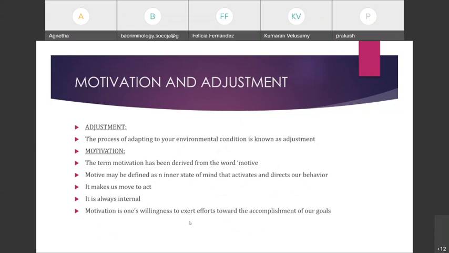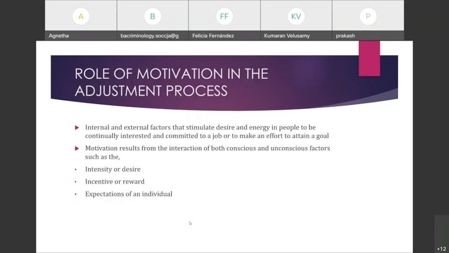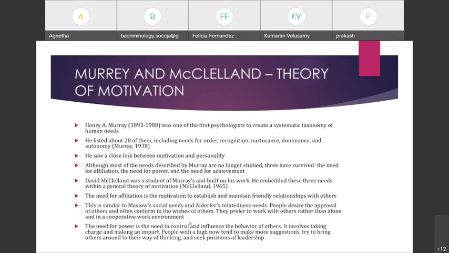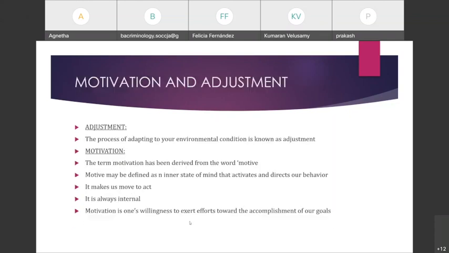Now we are going to come into the next topic. Those are the two very important theories under motivation theory. So now we are going to come to the next topic, which is how are motivation and adjustment related to each other? What is the relationship between motivation and adjustment? First we need to see what is motivation and what is adjustment.